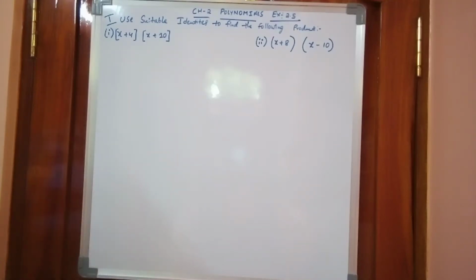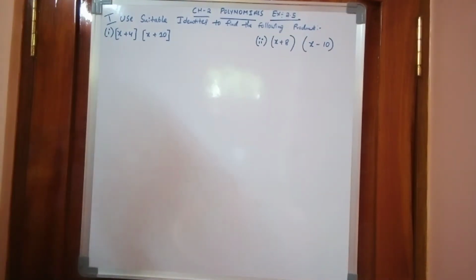In this video you will learn about Ex-2.5. In the previous video we completed Ex-2.4. Now coming to the first bit of Ex-2.5, we have to use suitable identities to find the following products. In the first video of chapter 2 I explained the formulas and definitions. You can check in that video.